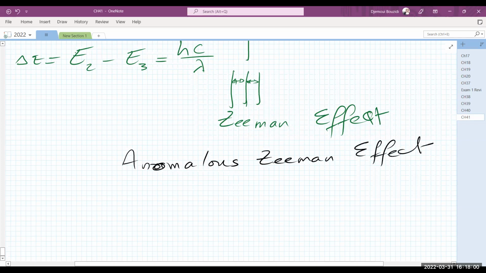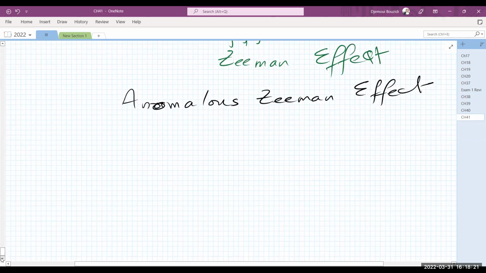With a refined version of this thing, it seems like there is even finer splitting of the spectral lines. Quantum mechanics did not find an answer for it. Okay, until Mr. Stern and Gerlach, they were doing an experiment.